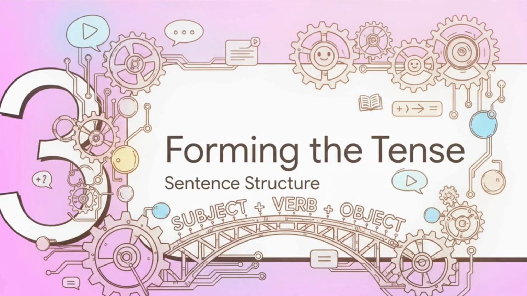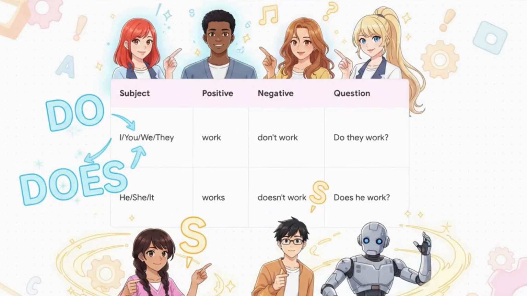Section 3. Forming the present simple. Building these sentences requires knowing the difference between action verbs and the incredibly important verb to be. For action verbs with subjects I, you, we, and they, you just use the base form, like I work. For he, she, and it, you add an S, making it he works. But wait, when you're giving personal information like your exact age, your feelings, or your location, you absolutely must use the verb to be. And this verb behaves a bit differently.